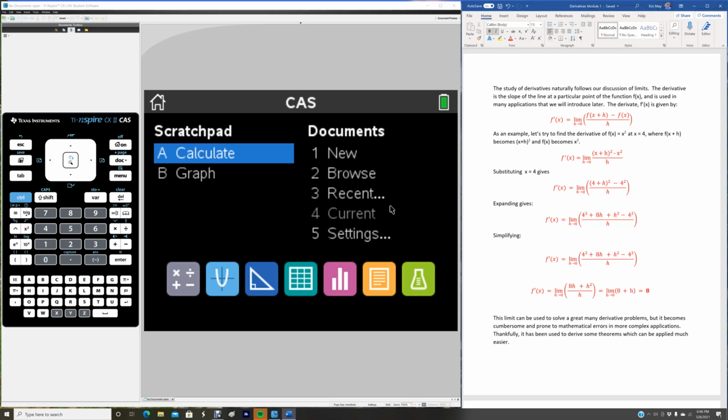If we expand that quadratic out, we get 4 squared plus 8h plus h squared minus 4 squared. And if we collect terms and simplify, we get all the way to the bottom, right here, the limit of 8h plus h squared over h. And as we simplify that further to 8 plus h, and h goes to 0, we get our simple answer of 8.